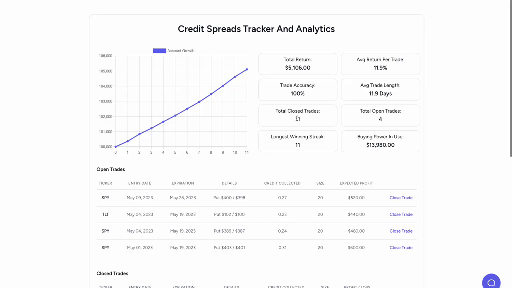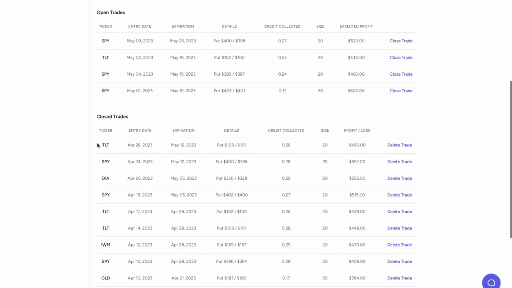So again, you guys can see here on my closed trades, SPY, I entered on April 24th, expiration of May 12th. These were the details. I collected 28 cents of credit. I traded 25 credit spreads as my size, and I made $592.